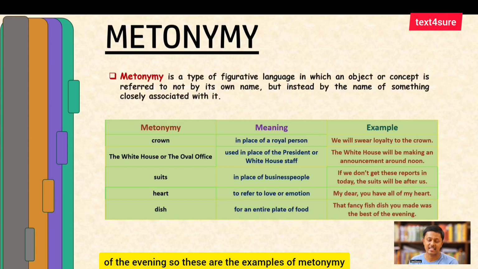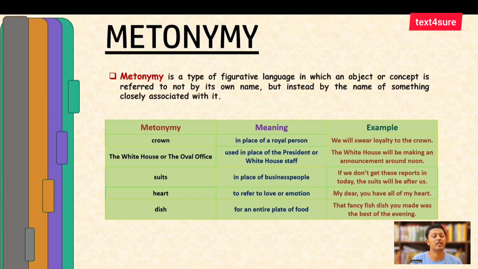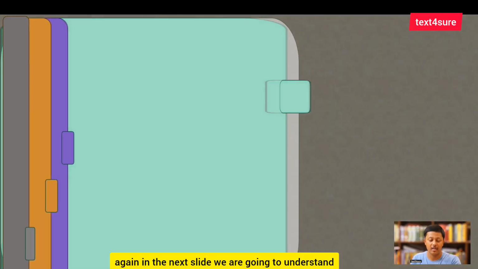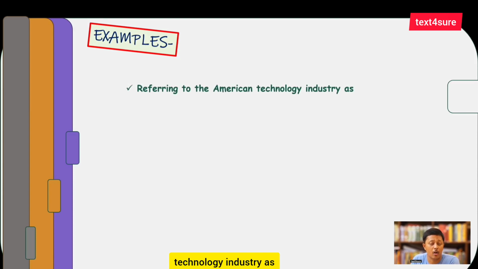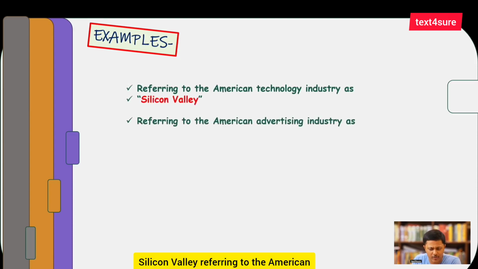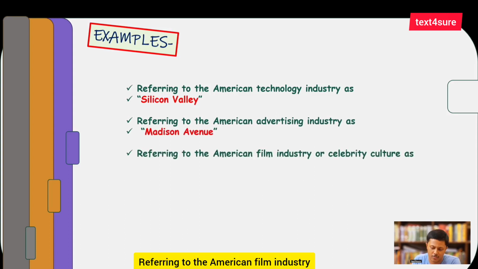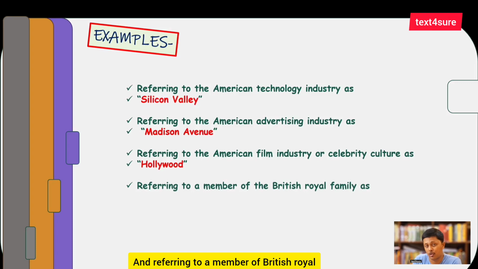So these are the examples of metonymy where you can have the closest relation between the substituted part and the main part. Okay, just stop here because there will be more examples following. This is just the beginning. So again, in the next slide, we are going to understand the examples again. Referring to the American technology industry as Silicon Valley, referring to the American advertising industry as Madison Avenue, referring to the American film industry or celebrity culture as, you all know, Hollywood, and referring to a member of the British royal family as the crown. So these are the examples of metonymy. Don't worry, there will be more examples to follow.